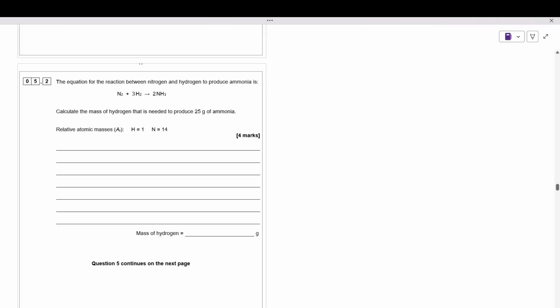Now 5.2, we have this equation. And for this equation to produce ammonia, we're basically doing a follow-up of this, a calculation bit. Calculate the mass of hydrogen that is needed to produce 25 grams of ammonia. Now, this is a classic example of reacting masses.